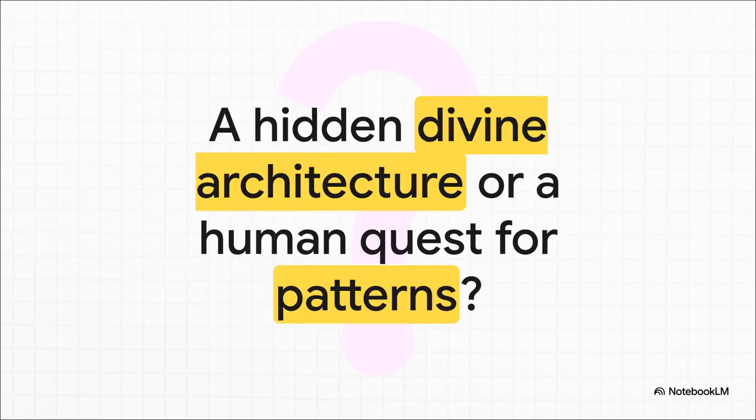Ultimately, the source analysis doesn't claim to have the final answer. It just presents the pattern and lays out the data. And that leaves us with a really profound question. Are we looking at a deliberate, hidden mathematical architecture woven into the very fabric of the Quran, a kind of divine signature? Or is this a testament to the human brain's incredible and sometimes misleading ability to find meaningful patterns in almost anything? The source provides the numbers. The conclusion, well, that's yours to ponder.